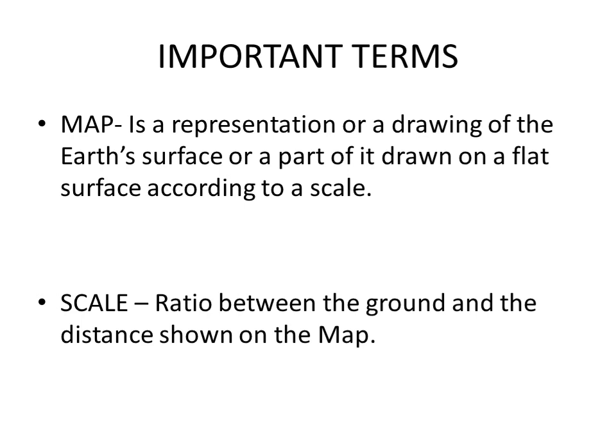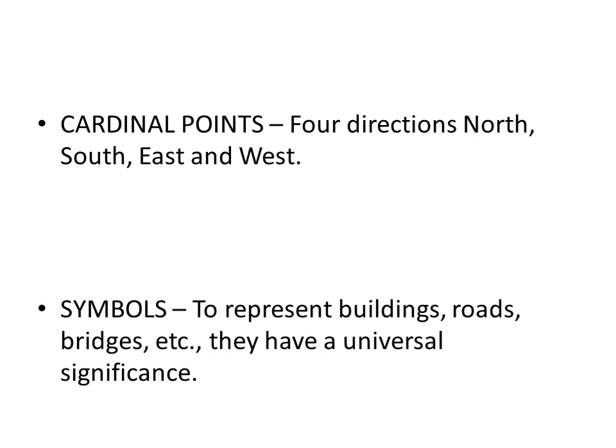Shall we discuss some important terms for this chapter? Map. It is a representation or a drawing of the earth's surface or a part of it drawn on a flat surface according to a scale. Scale. Ratio between the ground and the distance shown on the map. Cardinal points. Four directions: north, south, east and west. Symbols. To represent buildings, roads, bridges, etc. They have a universal significance.